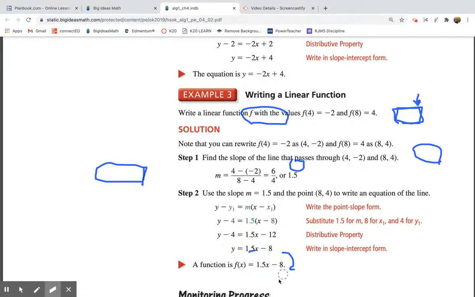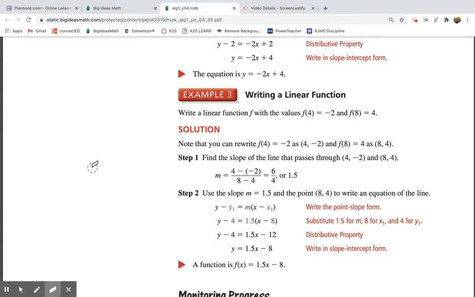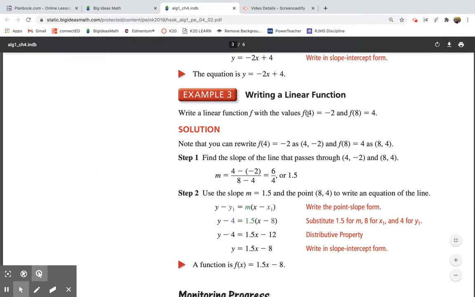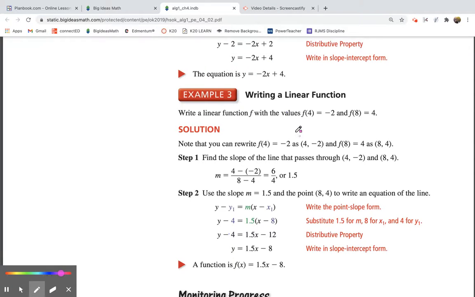All right, so writing a linear function. So it says write a linear function f with values of f of 4 equals -2 and f of 8 equals 4. So just like the previous problem, those are points. So I take those points, that's the point when x is 4, y is -2. And when f is 8 or x is 8, y is 4. Those are points. (4, -2), (8, 4).